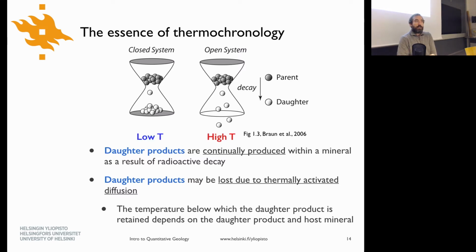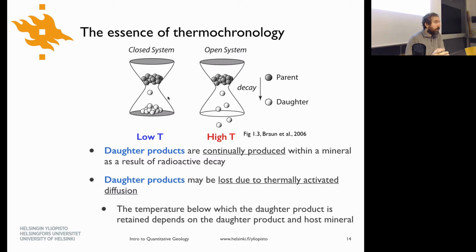So just to say that another way, you can picture the closed system as low temperature and the open system as high temperature. What this high and low temperature mean will depend on which mineral we're looking at, which daughter product is being produced. For instance, the decay of uranium to lead. Lead is a pretty big isotope. It doesn't really diffuse very easily through the crystal lattice, and that's one of the reasons why it's a good geochronometer, because essentially the daughter product doesn't really get lost very easily from the crystal.